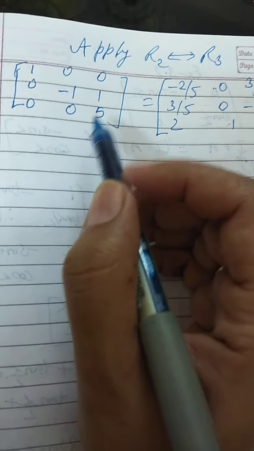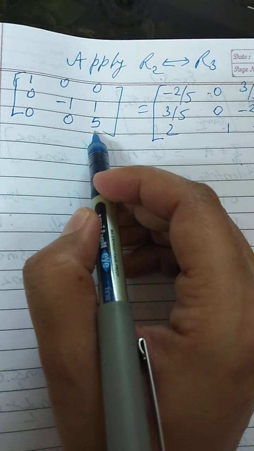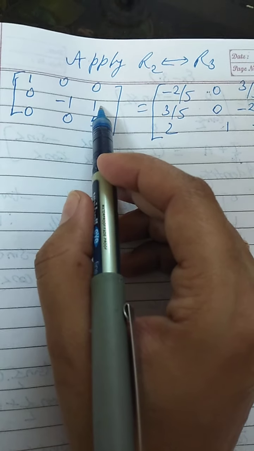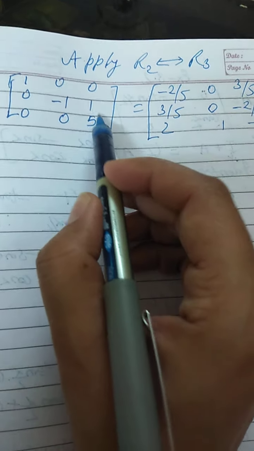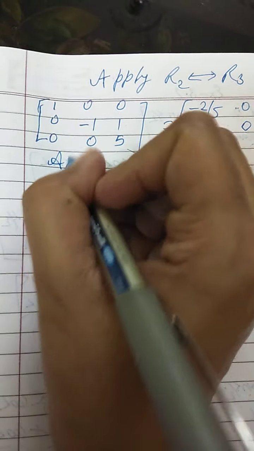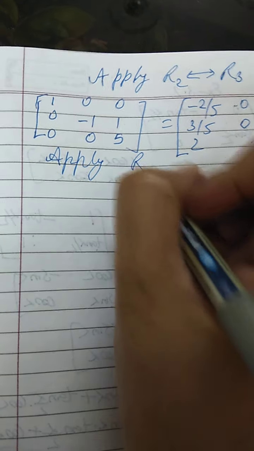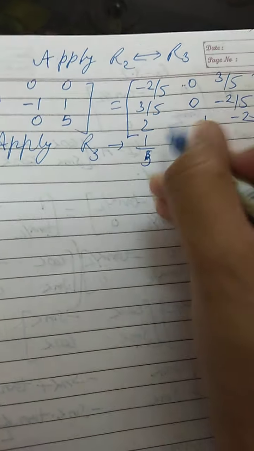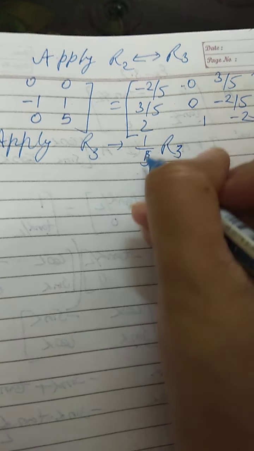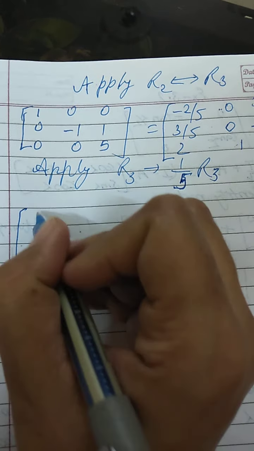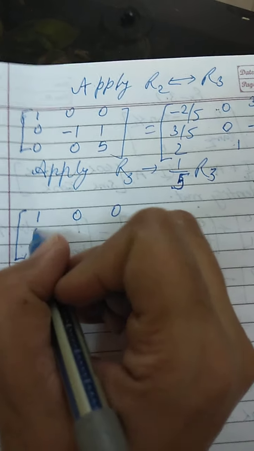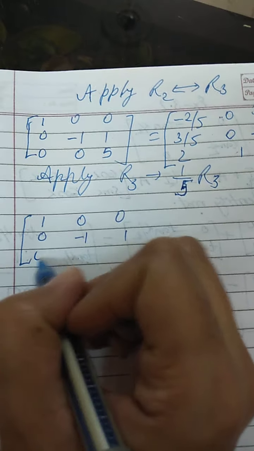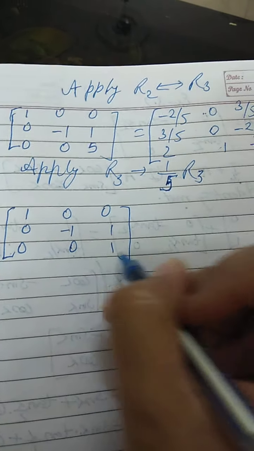Right now what we have to do here, I have to make this one and then I can use this one to make this element 0. So how will we make this as 1? We will divide the third row, R3, by 5. So we are multiplying R3 by 1 by 5, right? So it will become 1, 0, 0, 0, minus 1, 1, 0, 0, 1.